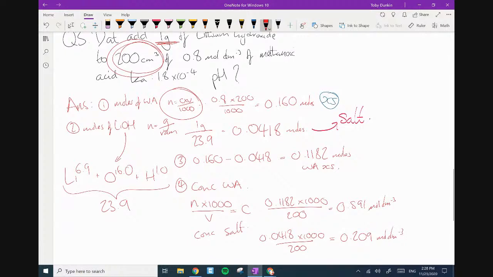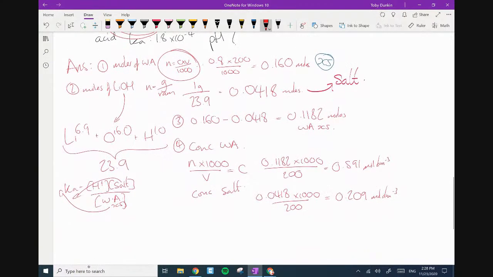Right, input that into the Ka expression. Now, the Ka expression I haven't written down yet. It's my roadmap. So Ka equals H plus multiplied by the salt, because it's a buffer, all over the weak acid excess. Reorganize. Bring that up, bring that down. So 1.8 times 10 to the minus 4 multiplied by the weak acid in excess, which I've carefully labeled. Yeah, 0.591. You realize if you don't label all this stuff, guys, do you end up in a right mess.